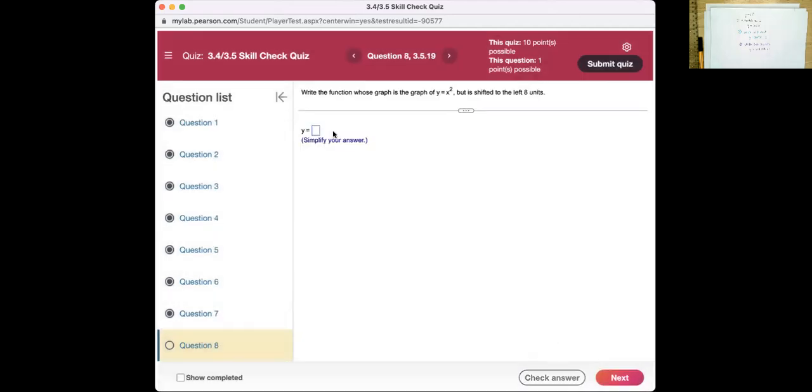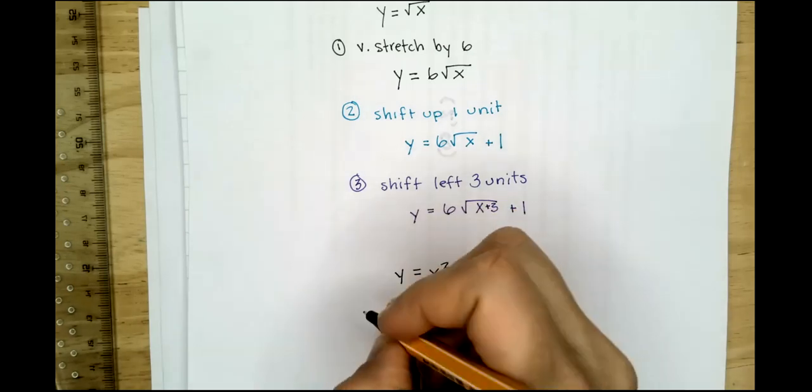All right. Write the function whose graph is the graph of y equals x squared, but shifted to the left 8 units. So I'm going to start with y equals x squared, shifted to the left 8 units.